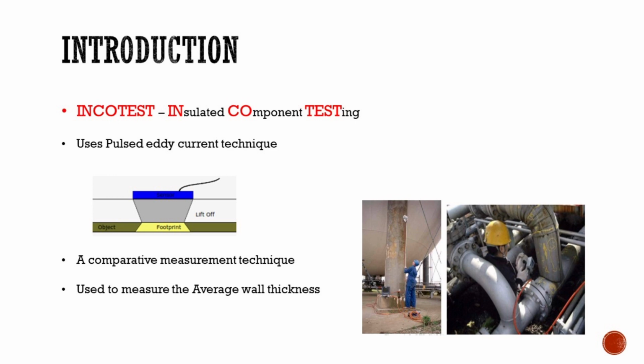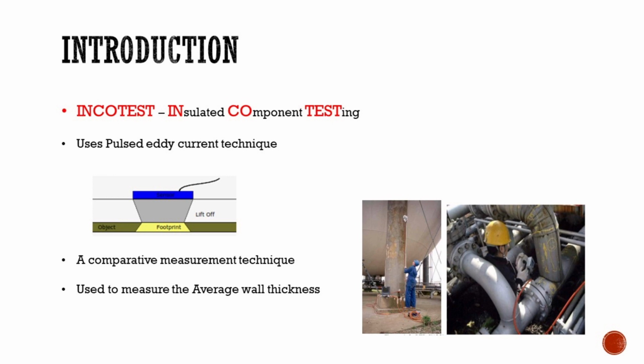And the third point, it is a comparative measurement technique, which is very important. It is a screening method. That means we cannot directly take quantitative measurements just like UT. And the fourth point is it measures the average wall thickness. We cannot measure local wall thickness just like UT.